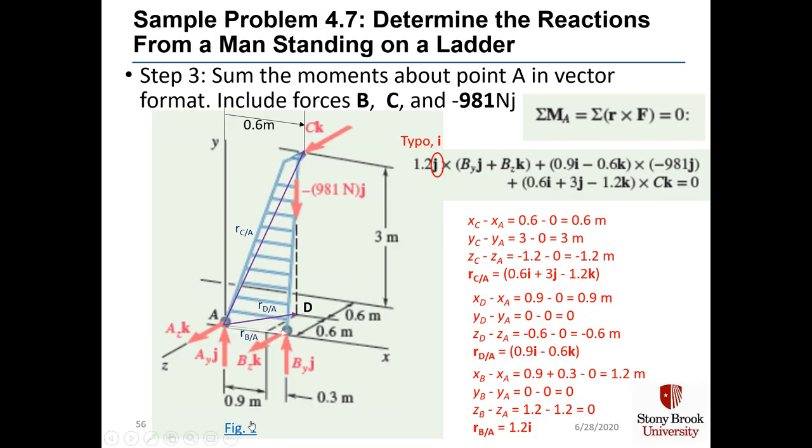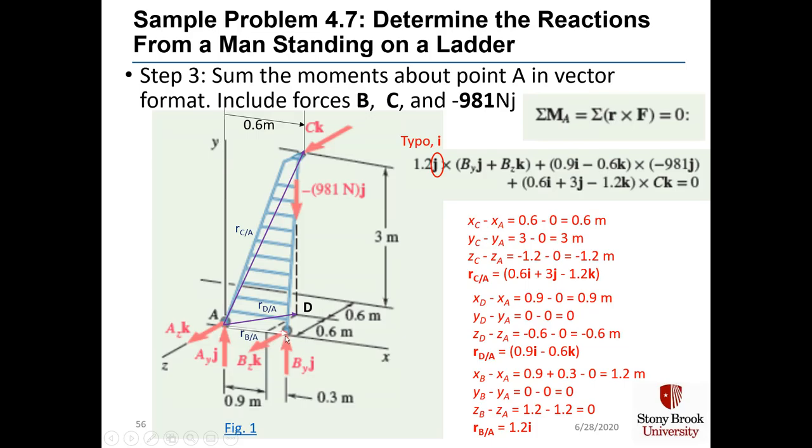The Y values are the same, so delta y is 0, and z sub D is at minus 0.6, and z sub A is at 0, so z D minus z A is minus 0.6, and R D slash A is 0.9i minus 0.6k. R sub B slash A I drew in white. That's the vector that connects point A to point B. It's a simple vector because it only changes its position in x.